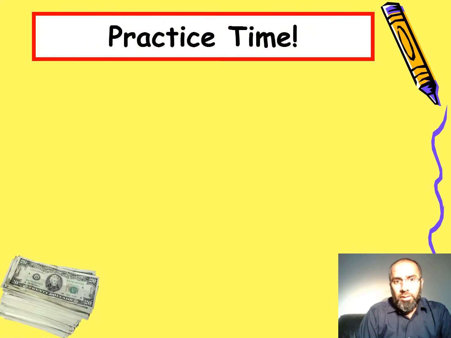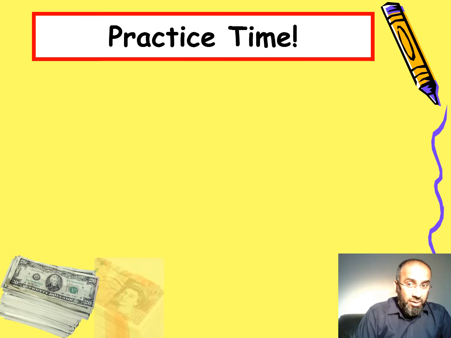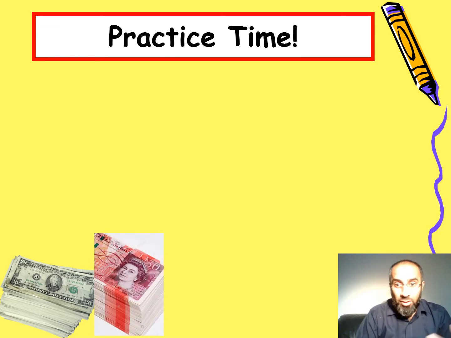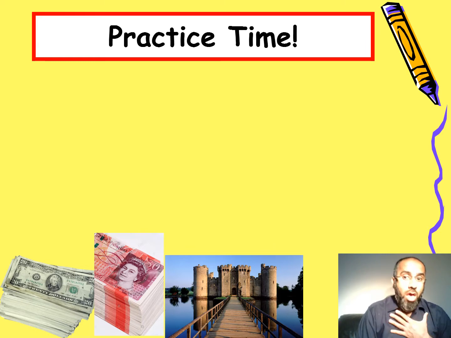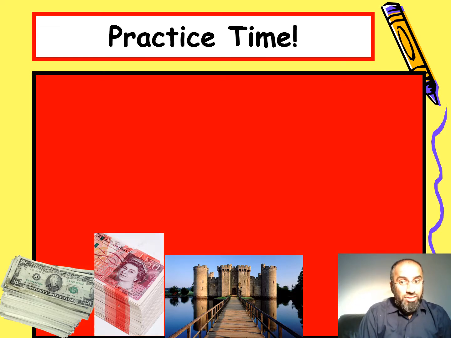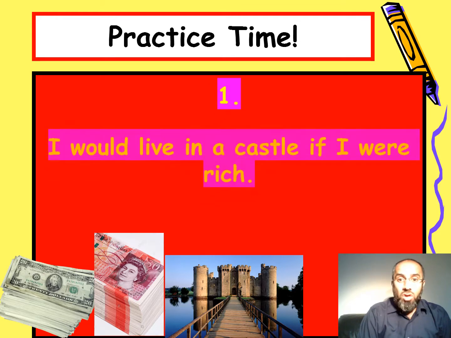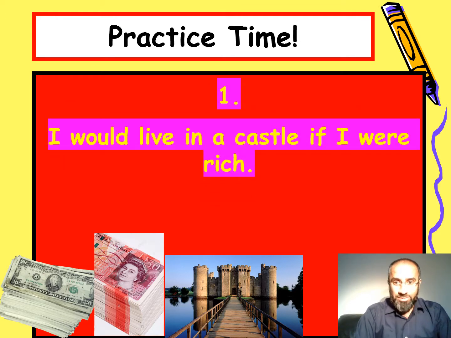Okay, so what do you see here? Dollars, a lot of money, and pounds, a lot of money. So when you have a lot of money, you are very rich. Excellent. And what do you see here? Yes, I think that's a castle. So if I were rich, yes, I would live in a castle.